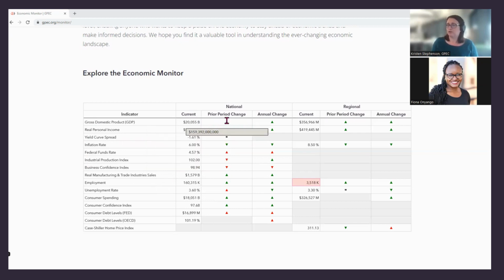And then when you hover over the arrows, it will show you the previous values, so you can see the change over time. We have both national data as well as regional data.